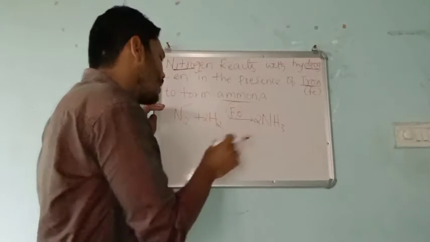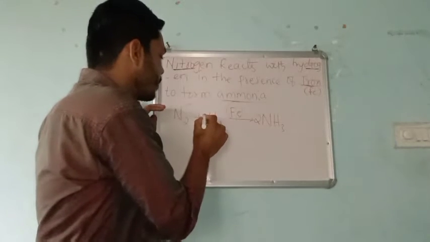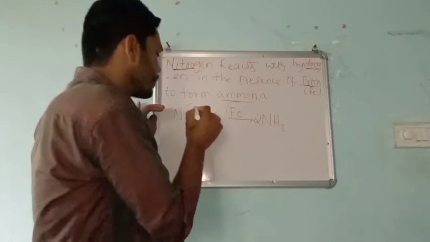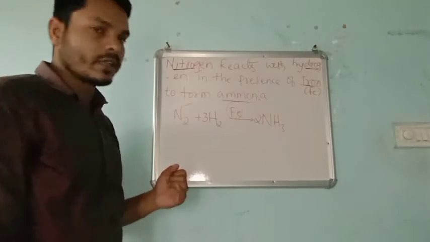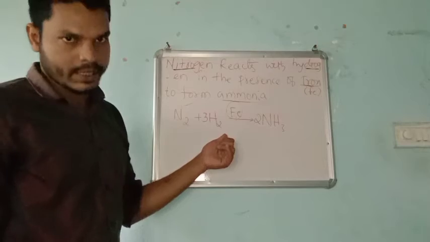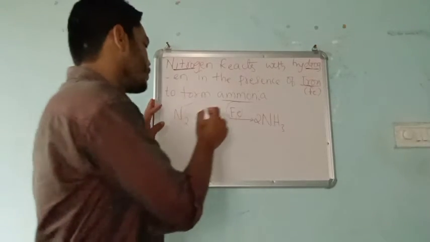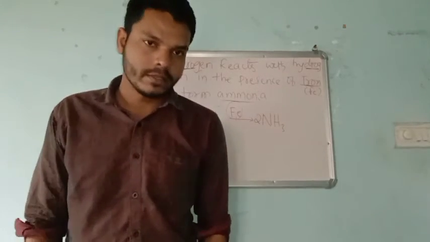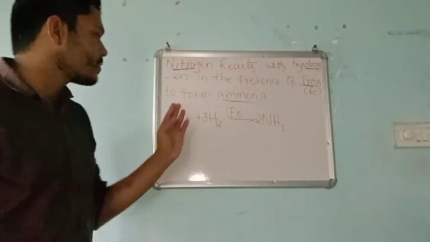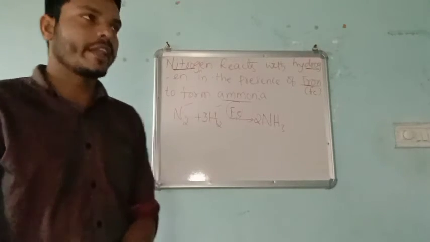So that means, again, go on. That means if I multiply this with 3, then definitely we are coming near. Almost our equation is balanced. 3 2s are 6, and here 2 3s are 6. 6 hydrogen and 2 nitrogen. Now our chemical equation is balanced, right? So like this, we can balance more and more reactions.